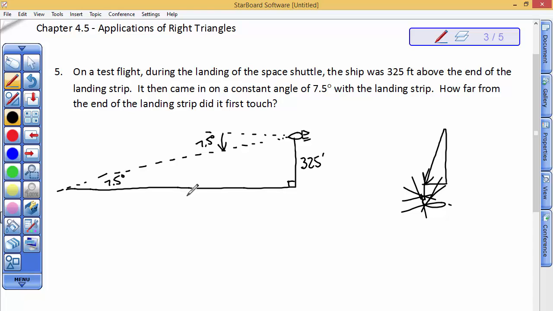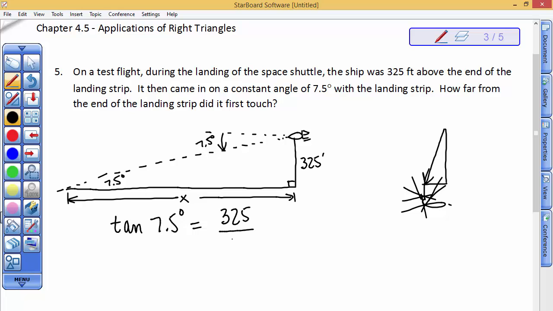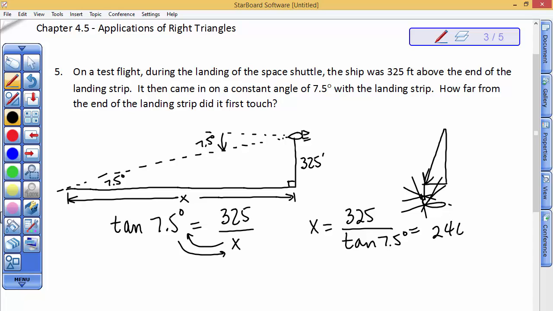I want to know how far from the end of the landing strip it first touched. It's going to touch right there, so I want to know x. I'm going to use tangent again, because the tangent of 7.5 degrees equals the side opposite divided by the side adjacent. And again, a little switcheroo: x is found by taking 325 divided by the tangent of 7.5 degrees. When you do that, you get 2,468.6-ish, and the units are feet.